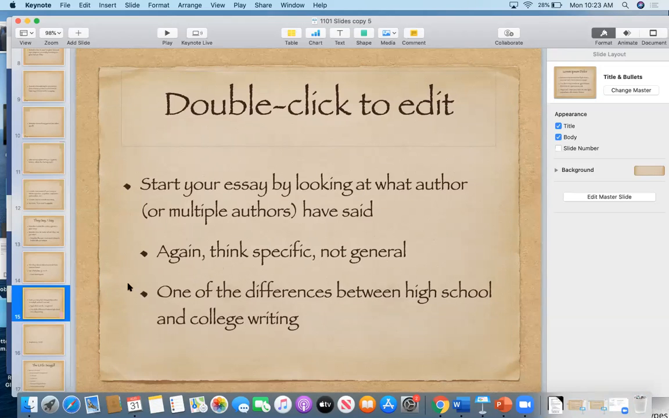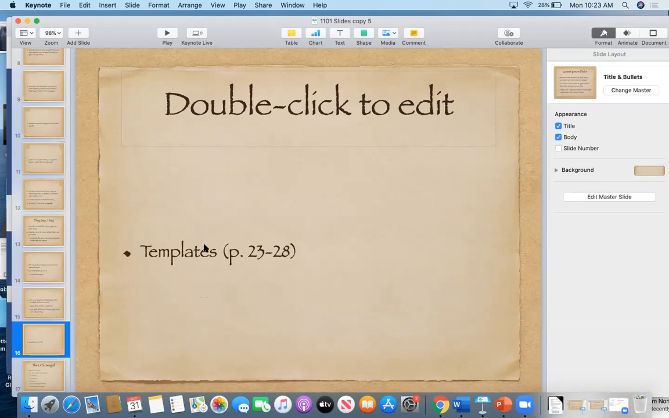So it's one of the differences between high school and college writing. Now, they also give you more templates on pages 23 through 28. Once again, I'm not going to go through all of these, but you'll see them here. Templates for introducing what they say. For example, a number of sociologists have recently suggested that X's work has several fundamental problems. Or another way would be, it has become common today to dismiss blank, and so forth.